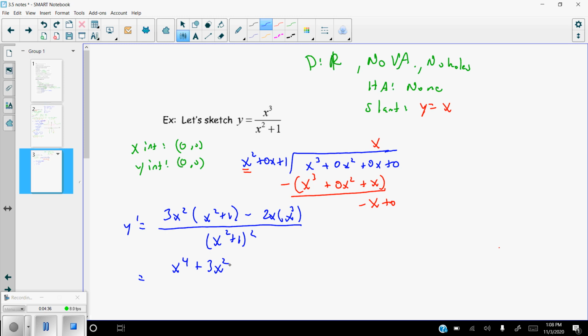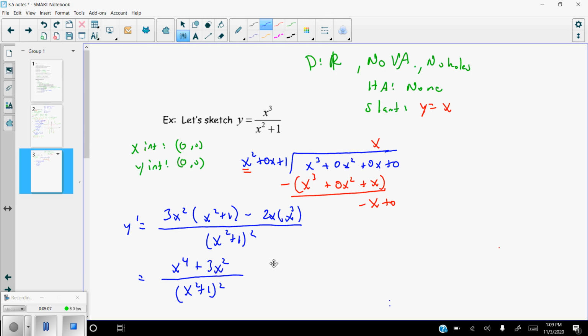And then on the denominator, we're just going to still have x squared plus 1 squared. All right, so we're going to have to figure out what makes the numerator 0 or what makes the denominator 0. Well, if you're looking at this carefully, there's nothing that's going to ever make the denominator 0. x squared plus 1 at the very least is always 1. 1 squared is going to be 1. That's the smallest value that the denominator can ever be. So it'll never be 0.